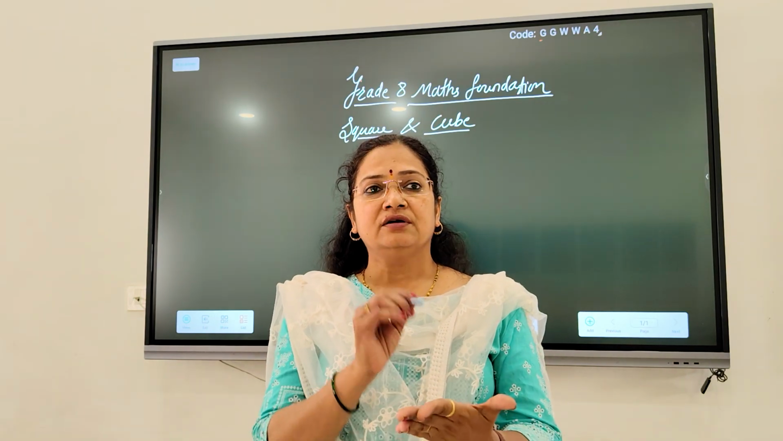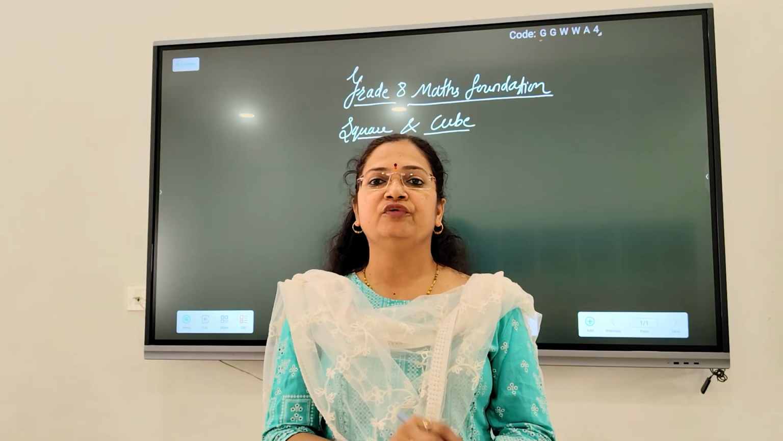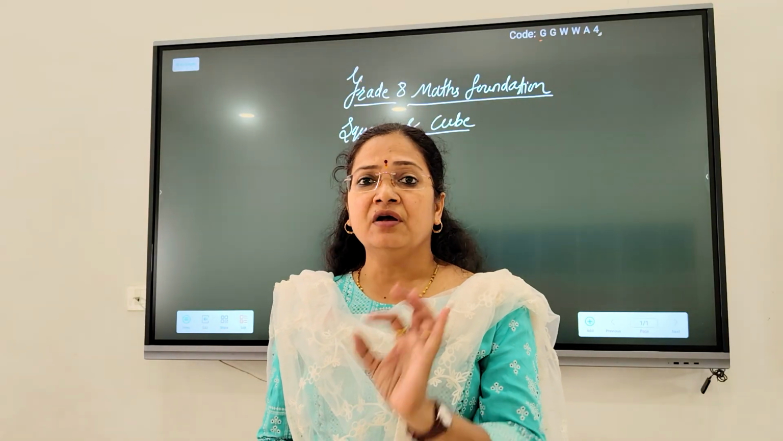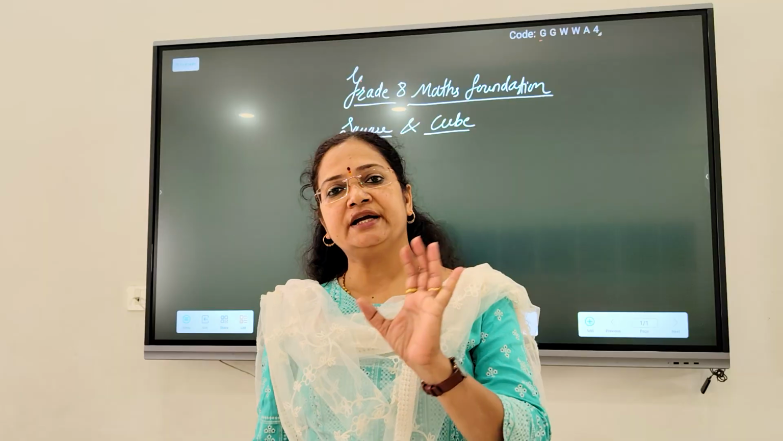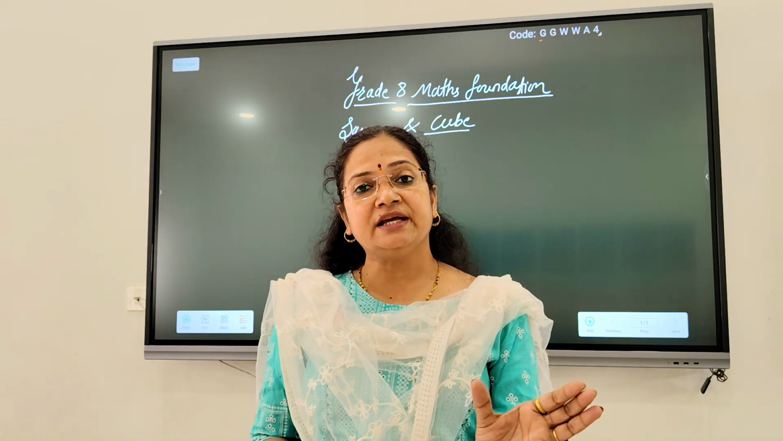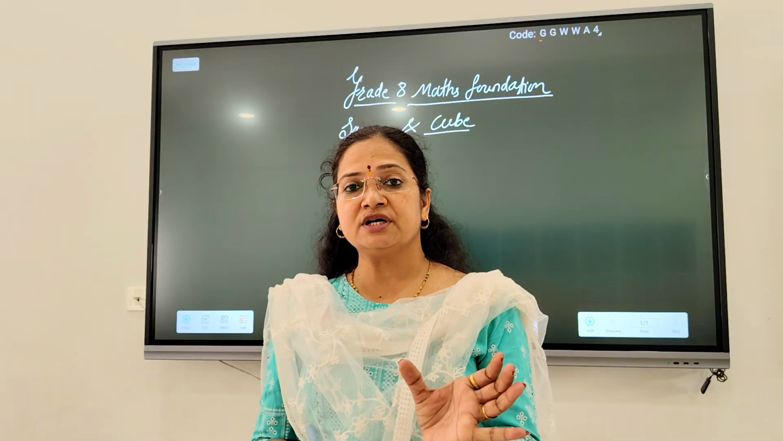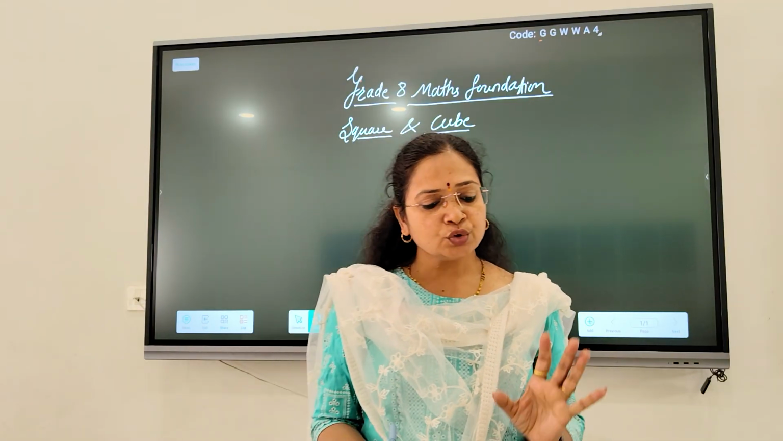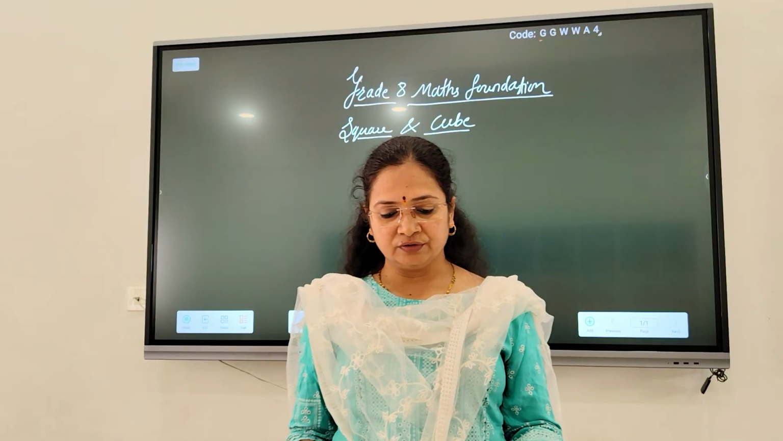If you add consecutive odd numbers, we will get the square of the number. If we add 7 consecutive odd numbers, we will get the square of 7. If we add 5 consecutive odd numbers, we will get the square of 5. So that is square and square root.